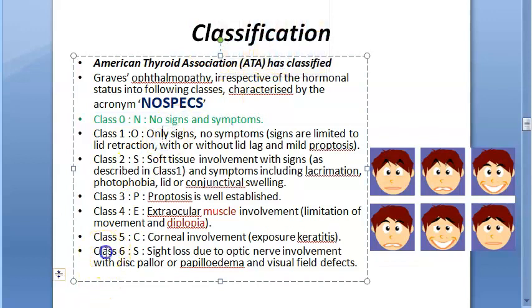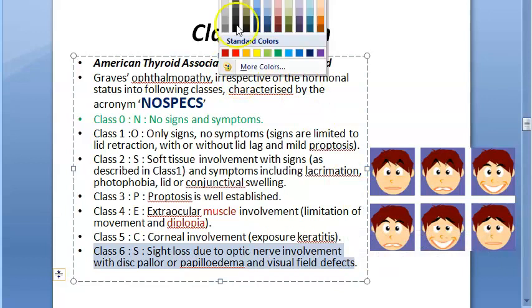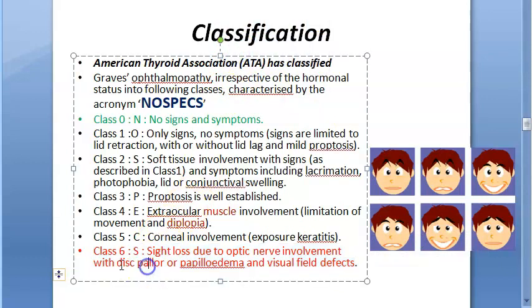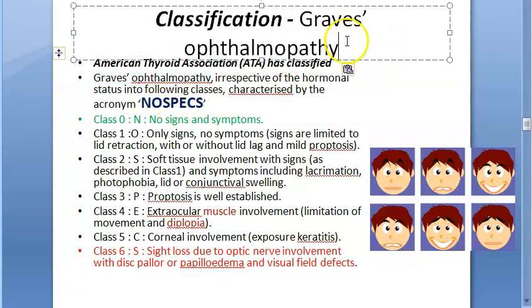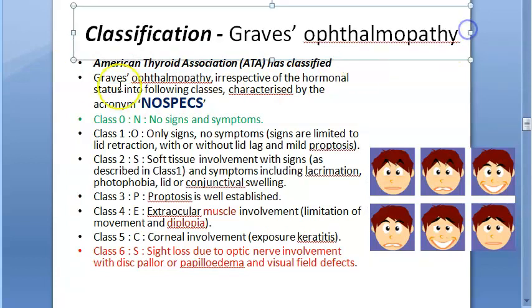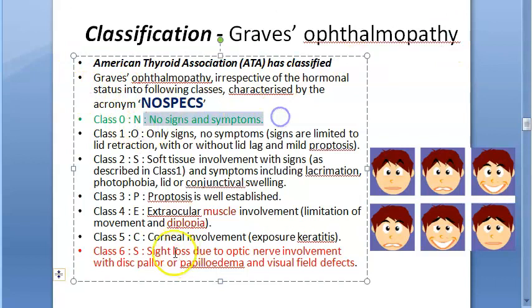Then let's come to the highest one, class 6. Slight loss due to optic nerve involvement with disc pallor or papilloedema and visual field defects. If it is slight loss itself, if they are saying class 6, then if there is major loss, then what do they call it? So this is for Graefe ophthalmology, is it? Classification for Graefe ophthalmology. So no signs and symptoms and loss of vision, optic nerve involvement.